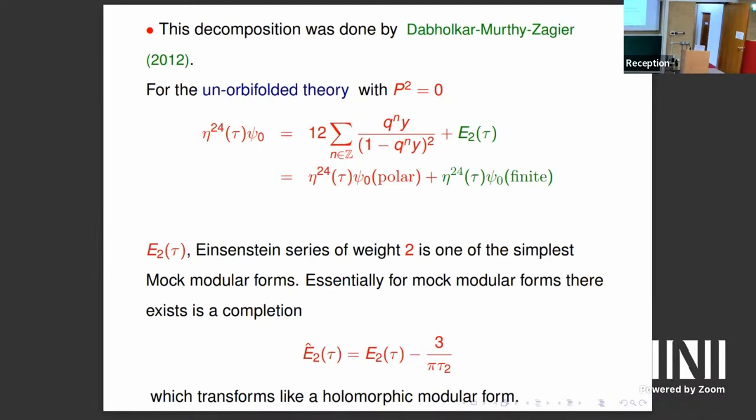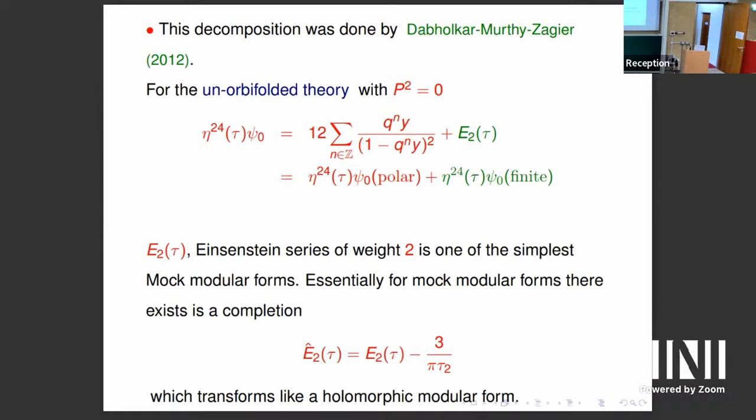So here is some example. For instance, p squared is equal to zero. There is a split of this kind, where everything is known. This is known. And this is known. And there is an additional structure because it's some number theory thing which comes in. There's an additional structure that this finite part always has a mock modular form. It has a mock modular form.